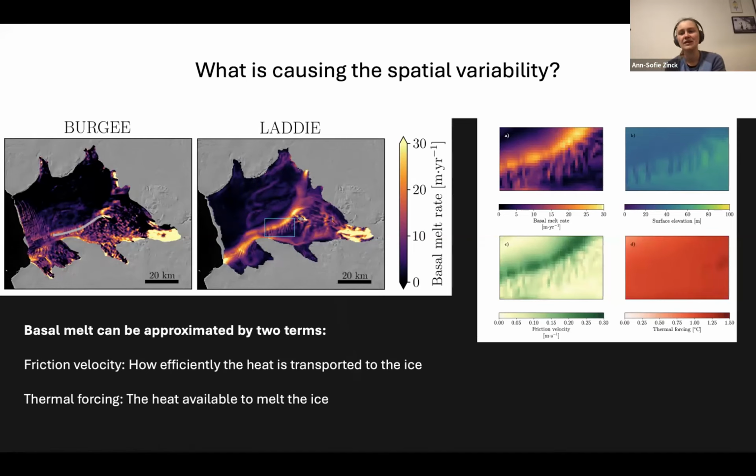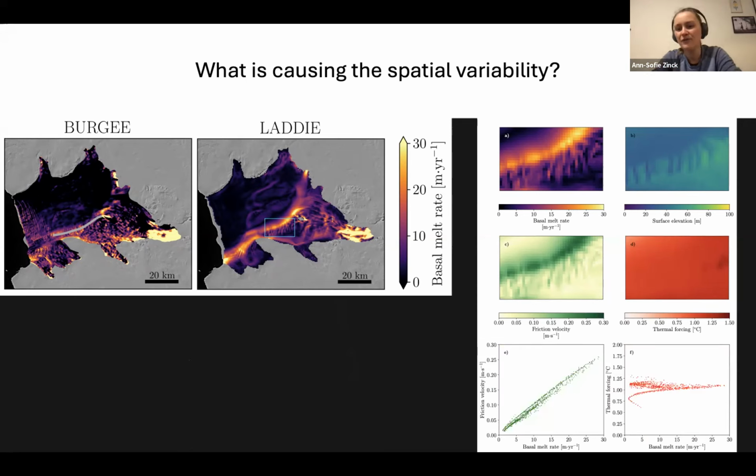It's pretty clear to see that the thermal forcing, depending on the quality of your screen, you might not even see a difference. With the friction velocity, we clearly see a pattern that looks like the basal melt rate. And also, if we plot it as a function of the basal melt rate, then in green we see this clear correlation between the friction velocity and the basal melt rate, and no clear correlation between the thermal forcing and the basal melt rate in this area of the ice shelf.